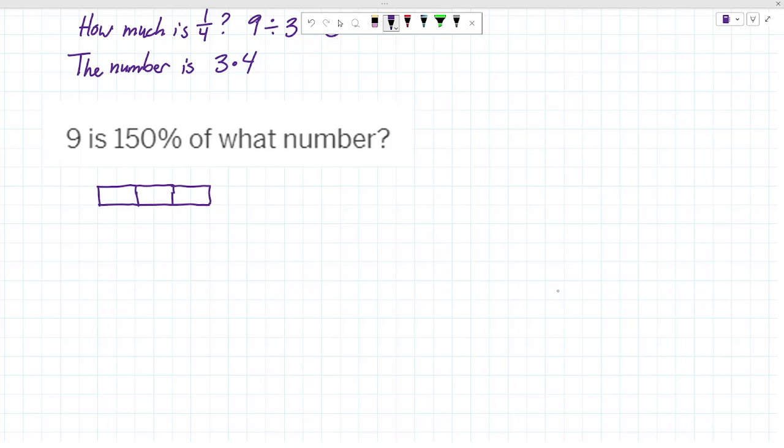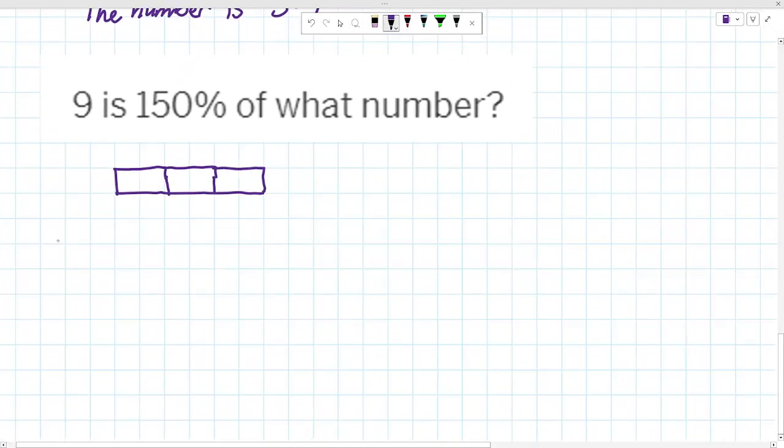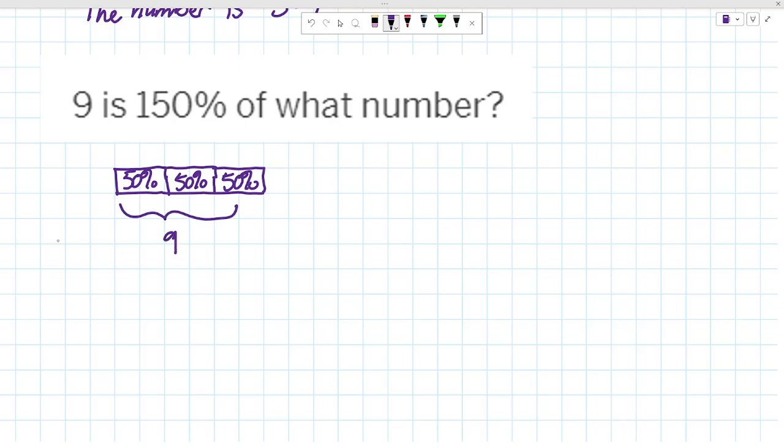Okay, so the reason I made it 3 units long is because I want 150% total. So each of these is actually going to be 50%. And maybe I'll put that on the inside. So let me zoom in so you can see what I'm doing. So I have 50%. So total I have 150%, and that's 9. So we're really asking what's 100%. So what's this part right here?